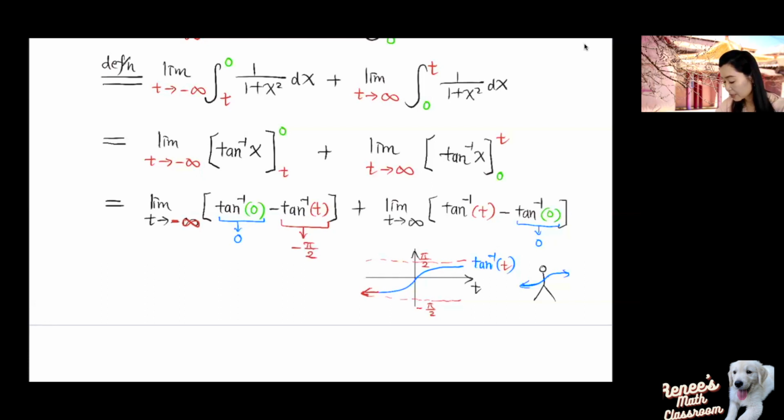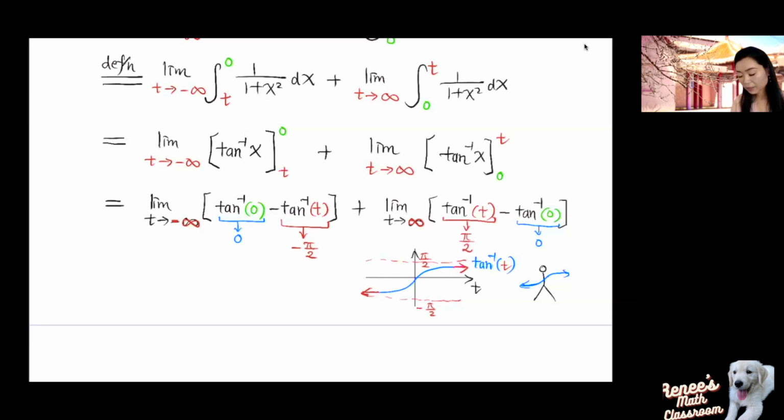And then what about this one over here? t goes to positive infinity, so it is on this side. When t goes to positive infinity, then inverse tangent of t goes to positive pi over 2. So this part here goes to positive pi over 2.